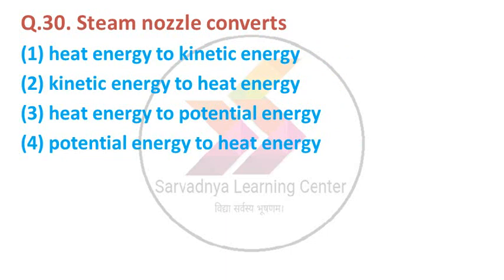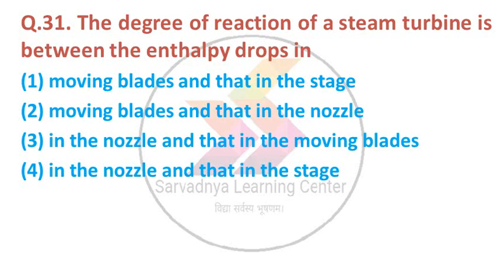Next question. Steam nozzle converts: option 1, heat energy to kinetic energy; second, kinetic energy to heat energy; third, heat energy to potential energy; 4, potential energy to heat energy. The correct answer is option number 1, heat energy to kinetic energy. Next question. The degree of reaction of a steam turbine is between the enthalpy drop in: option 1, moving blades and that in the stage; option 2, moving blade and that in the nozzle; option 3, in the nozzle and that in the moving blade; option 4, in the nozzle and that in the stage. Option number 1 is correct, moving blade and that in the stage.